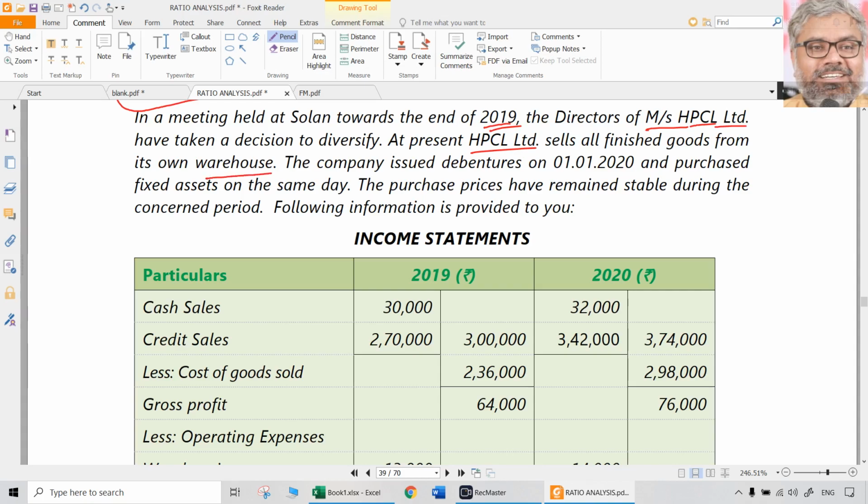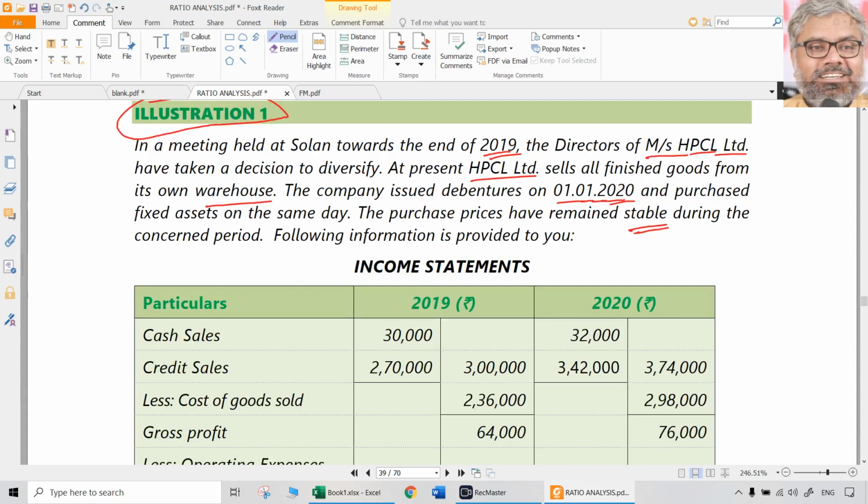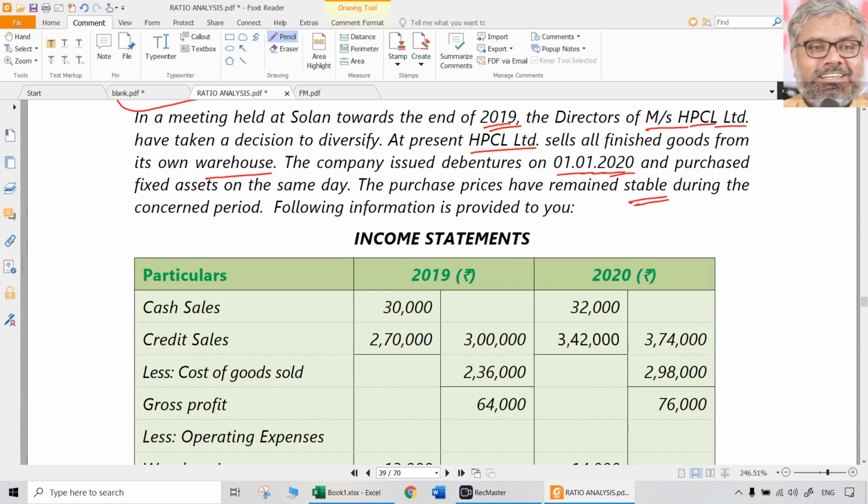The company issued debentures on 1/1/2020 and purchased fixed assets on the same day. The purchase prices have remained stable during the concerned period, and the following information is provided to you. So what is relevant information and what is not relevant information, that we have to identify. Where the meeting was held, who all were present in the meeting, what snacks they had during the meeting, all that is irrelevant. Why should we care? Company name, just namesake, of course. It is just a heading, nothing else.